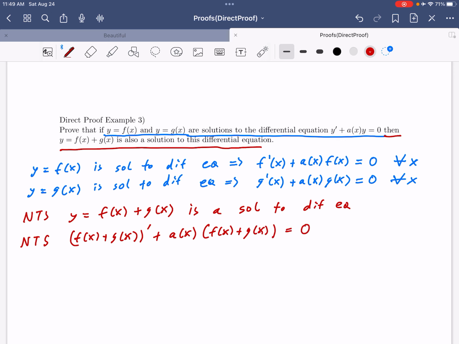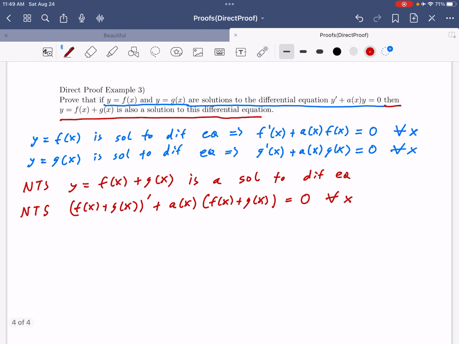equals 0. So notice what we've done is we've replaced the y equals f of x plus g of x in for here. So we have f of x plus g of x prime. That's matching the y prime. Then we have a of x y, and we're saying y is supposed to be f of x plus g of x, and it's supposed to give us equal to 0. And once again, that is for all x. So that's what we need to show there.